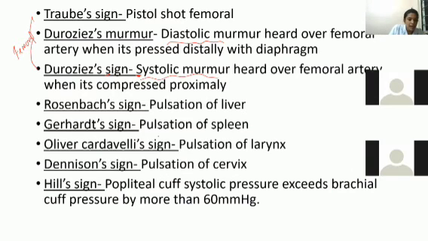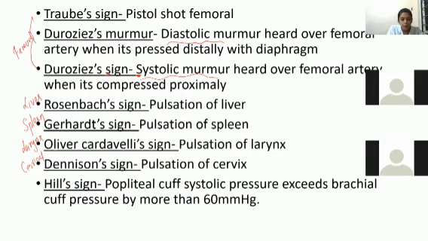Then Rosenbach sign. Rosenbach sign means liver pulsation is there. Next one is Gerhardt sign. In this, spleen pulsation is there. Then Oliver Cadavalli sign. In this, larynx pulsation is there. Then Dennison sign. Even the cervix in females, cervical pulsation, we can also observe. That is Dennison sign.